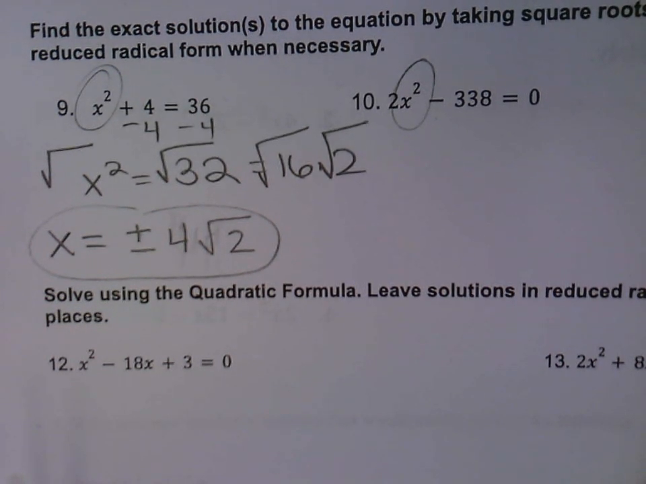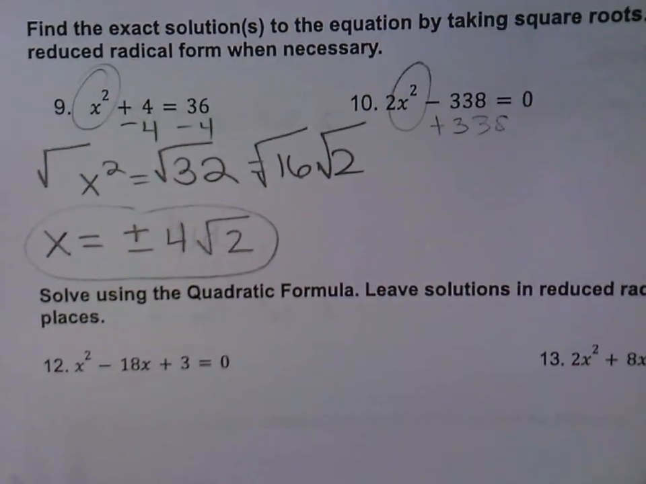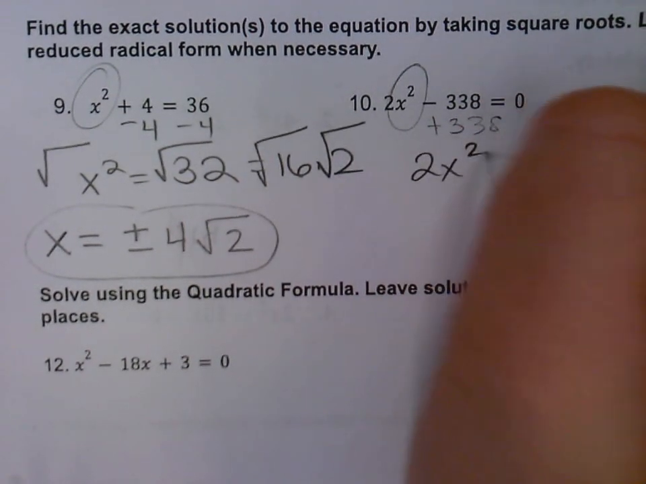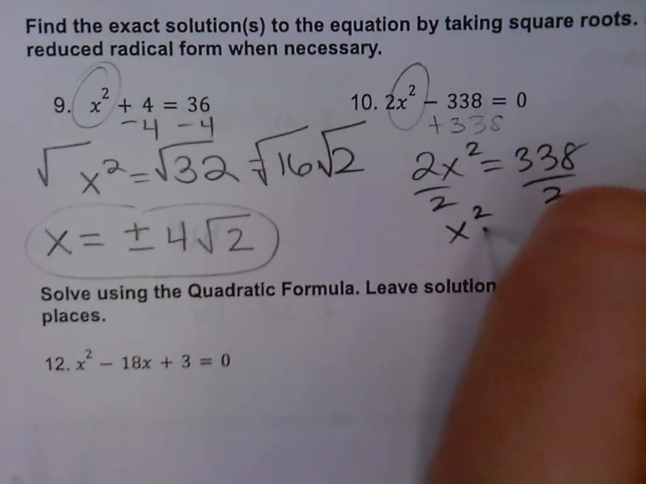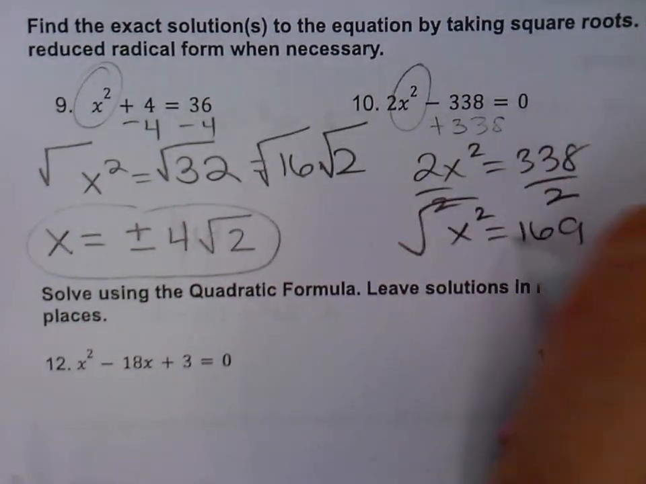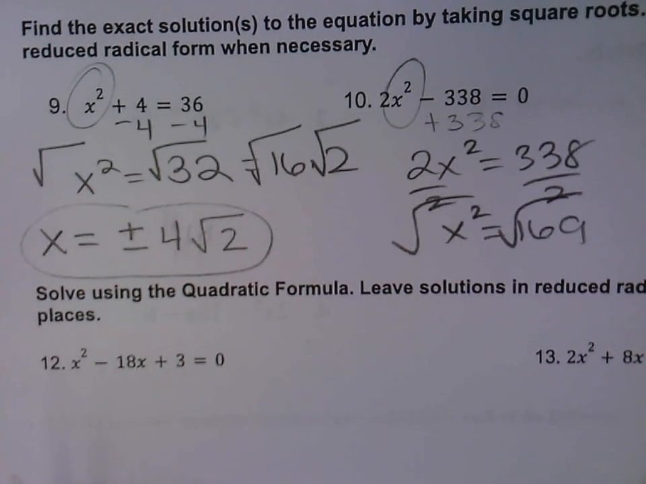What is 338 divided by 2? Okay, so I add the 338. So I get 2x squared equals 338. Divide by 2, x squared is 169. Hopefully, you might not recognize that that's a perfect square, but you at least try to take the square root first, because that's just 13.